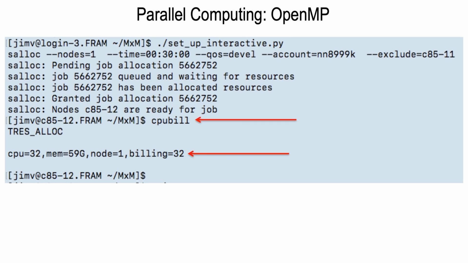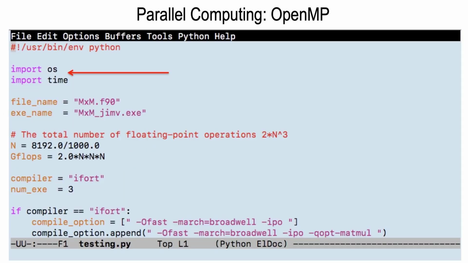Using our CPU bill alias, we confirm that the billing factor is 32, matching our request for 32 cores. Furthermore, we note that we have 59 gigabytes of memory at our disposal. Before we begin any parallel computing, let's first identify the most suitable compilation options for a single core.